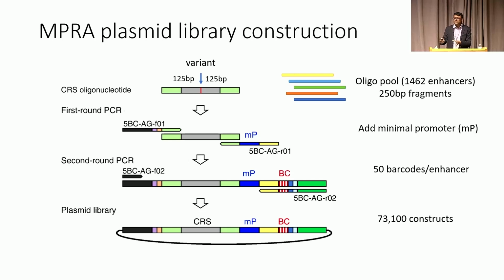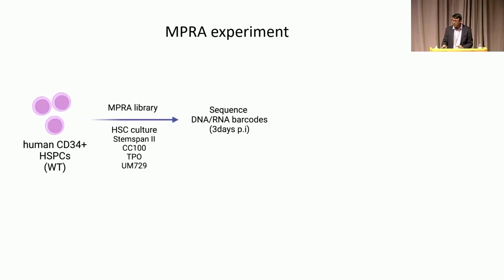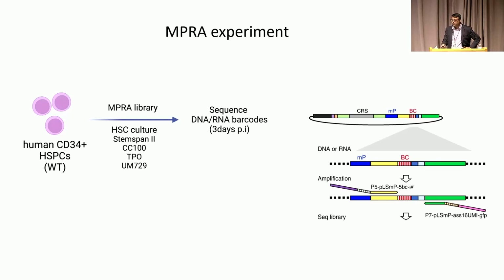We are currently in the process of delivering this library into our target cells of interest, which are the CD34 positive human hematopoietic stem and progenitor cells, the target cells for clonal hematopoiesis. Our plan is to first deliver this lentiviral library, and after 3 to 4 days of infection, we will extract the DNA and measure the barcode counts in these cells.